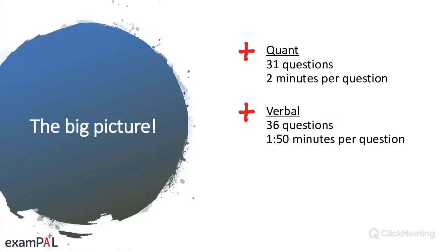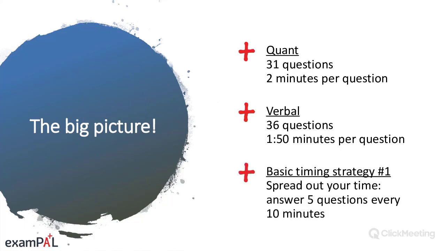As you know, there are 31 questions in the quant section, which is about 2 minutes per question. And there are 36 questions in the verbal section, so that's about 1:50 per question. And the natural strategy, basic timing strategy number 1, that pretty much everyone talks about, is to spread out your time evenly. This is mainly to prevent you from getting to situations like people have mentioned before, where you just don't have enough time at the end of the exam.